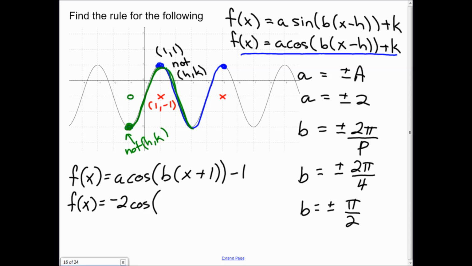And we can or we cannot choose the negative. It doesn't really matter here again. But by convention, most people will use the positive b parameter. So it'll be pi over 2 x plus 1, minus 1. Now, its algebraic representation looks different than it did before, but its graphical representation is the exact same thing. Okay, so you can choose to use either of those two function rules. It doesn't matter. They're both valid for the function that you see up on the board.